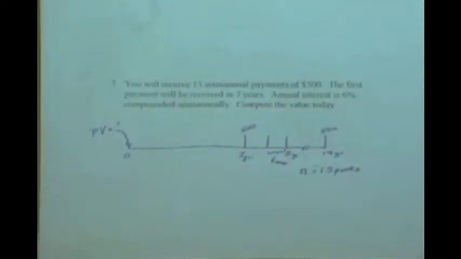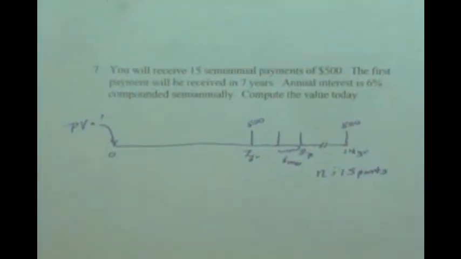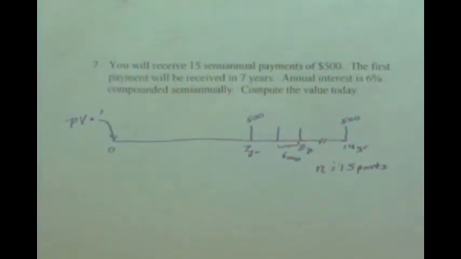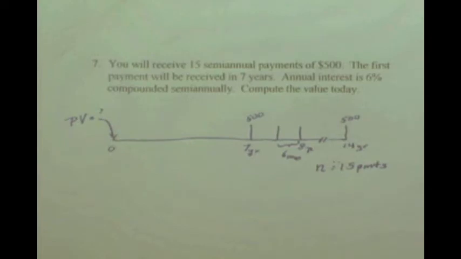Now, this is essentially the same question, but for some reason, students find it to be much harder. You will receive 15 semi-annual payments of $500. The first payment's received, again, at year 7. So the interest now is 6%, but it's compounded semi-annually. What is the value today?